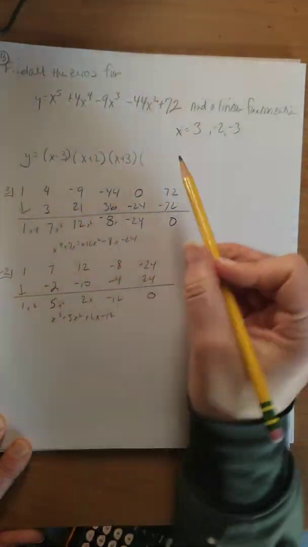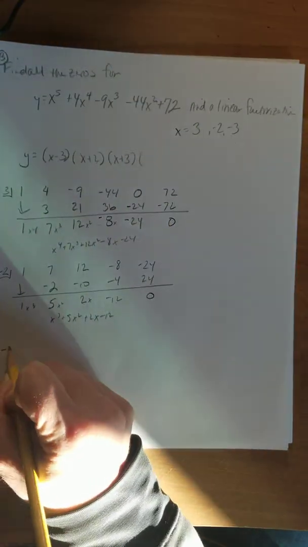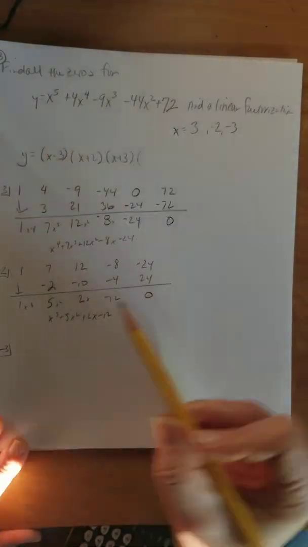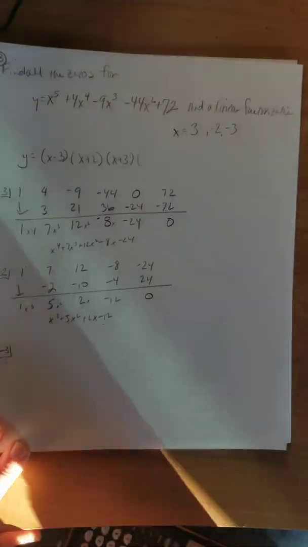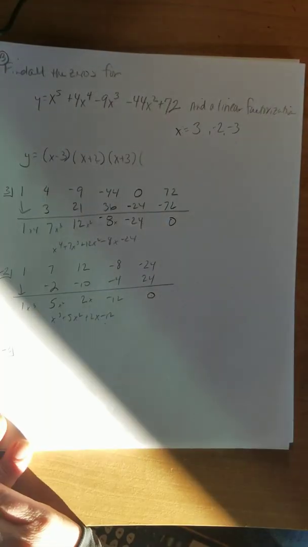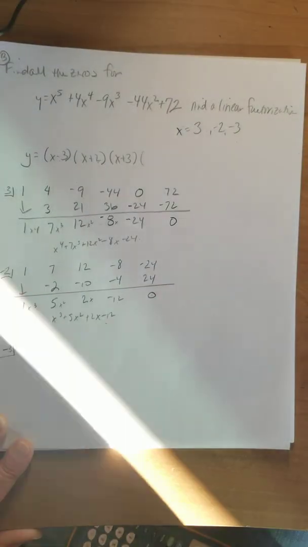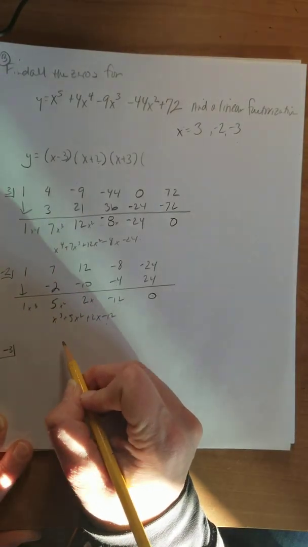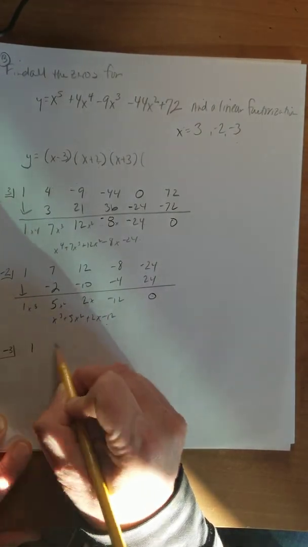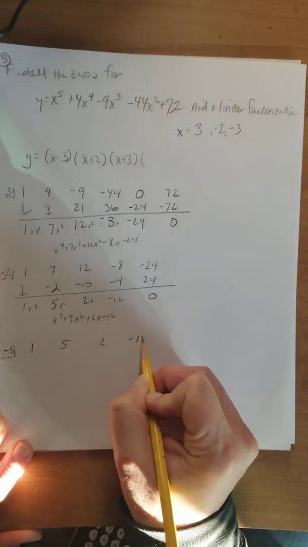That means now we have to do the last one, which would be a -3 in there. And again, we're using this guy, not the big one or the other one, because I need to break this down into its prime factorization, or its product of linear factors. All right, so here we go. My son is kind of getting really crazy right now. So I'm going to have a 1, a 5, a 2, and a negative 12.